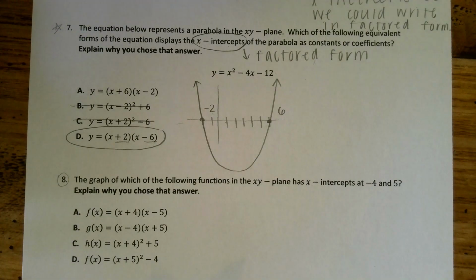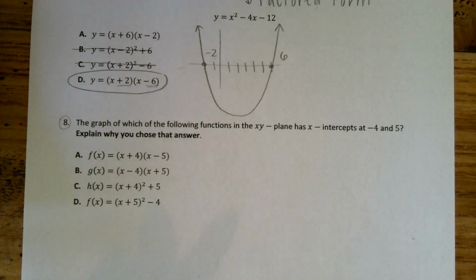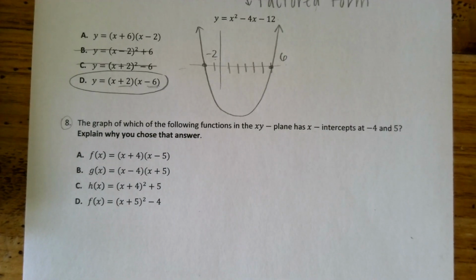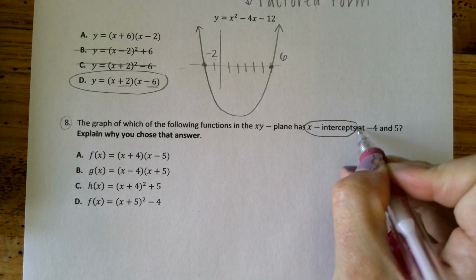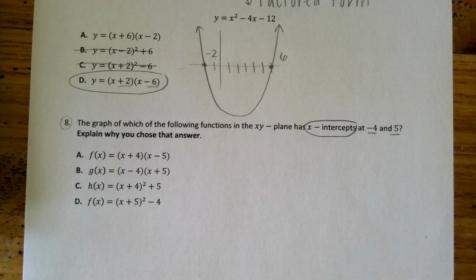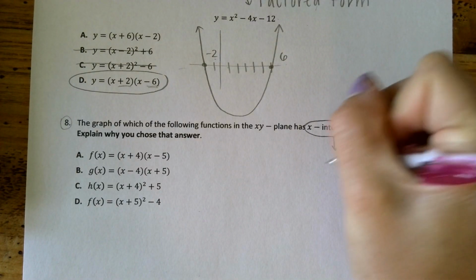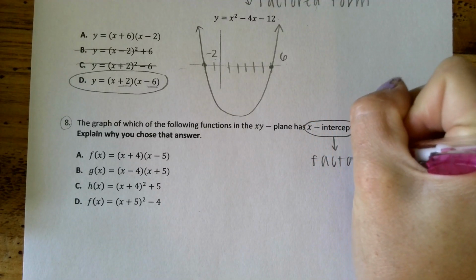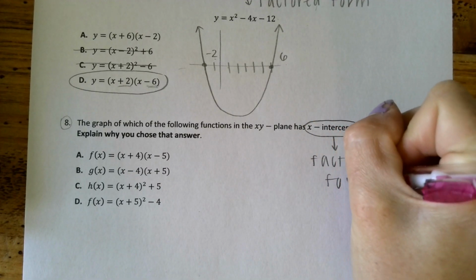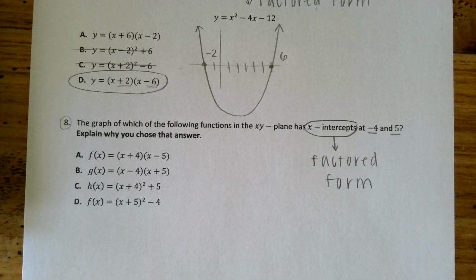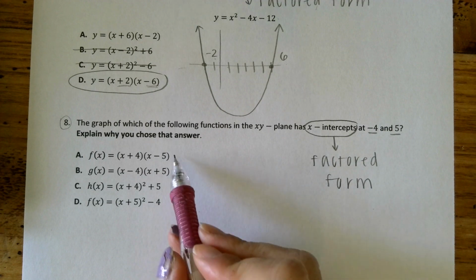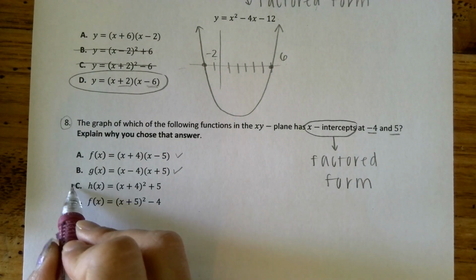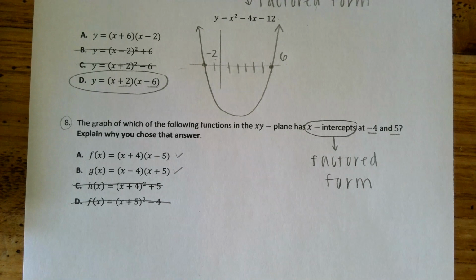Let's do one last one together, number 8, and this one is an easy one. Number 8 says the graph of which of the following functions in the xy plane has x-intercepts at -4 and 5. So again, I'm focusing on x-intercepts, which means I want this in factored form. I'm going to look at my answers and cross off anything that's not factored form. Looks like A and B are both in factored form, but C and D are vertex forms. I'm going to cross those off.